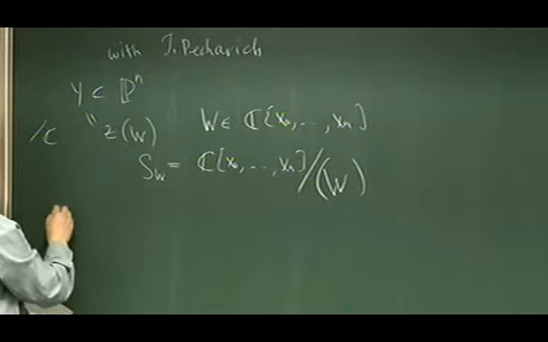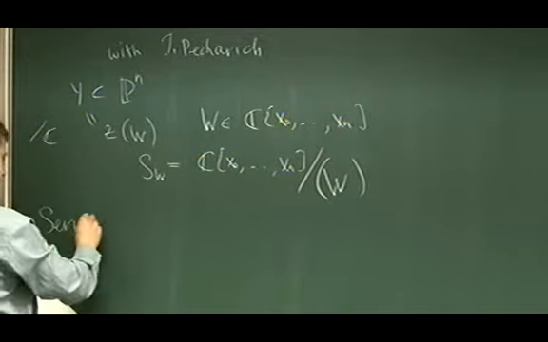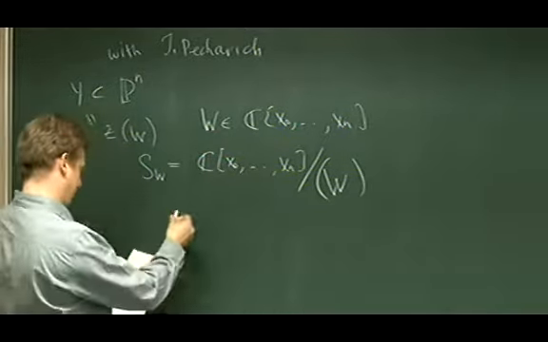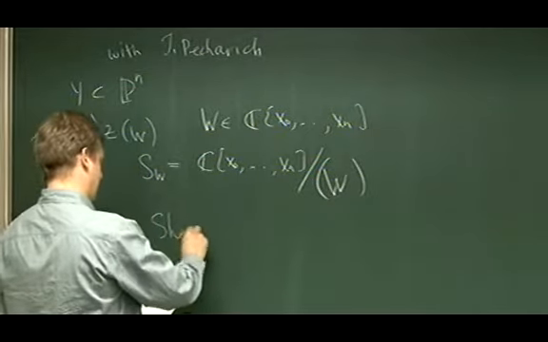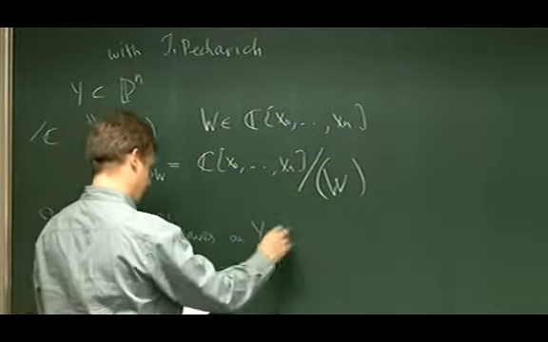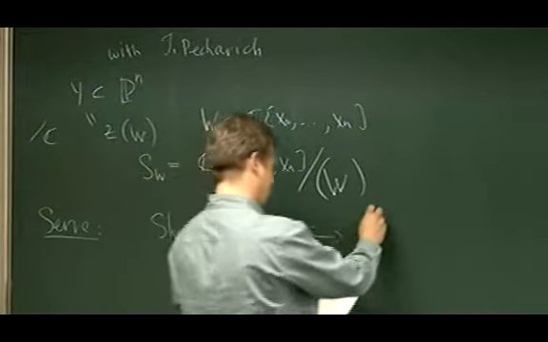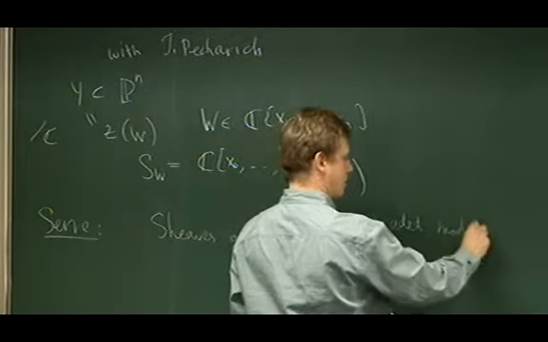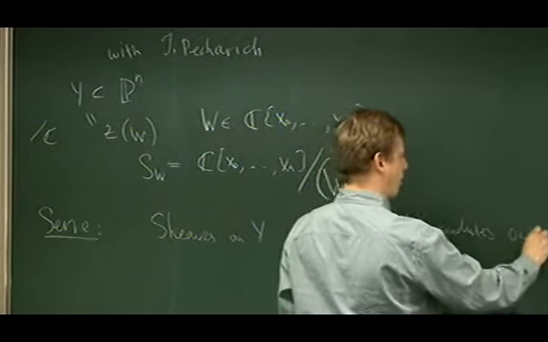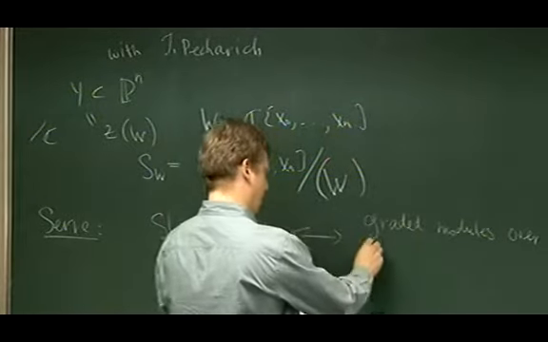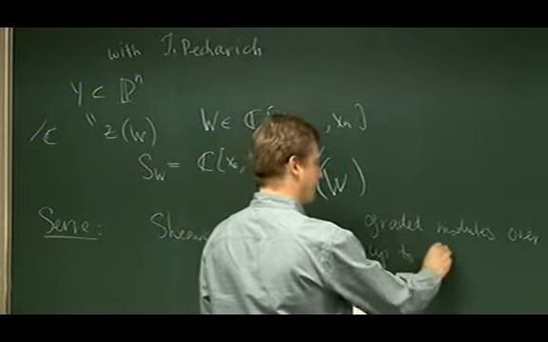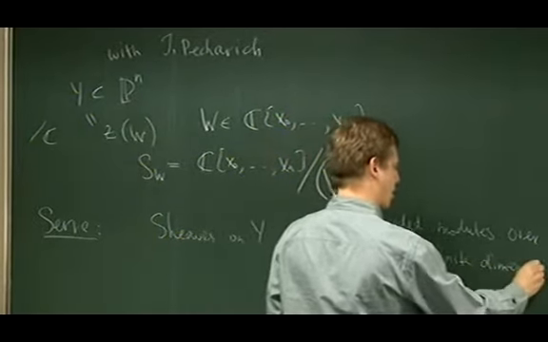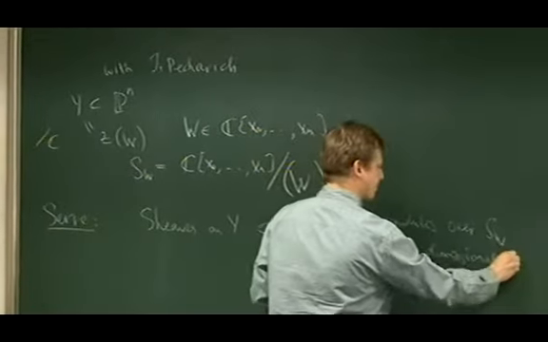So we know there is a statement that's originally due to Serre that was discovered at the very beginning of algebraic geometry. It says that sheaves on Y correspond to graded modules over SW up to finite dimensional modules.